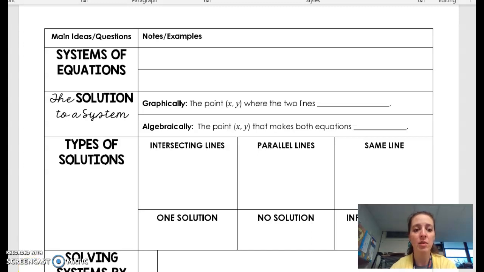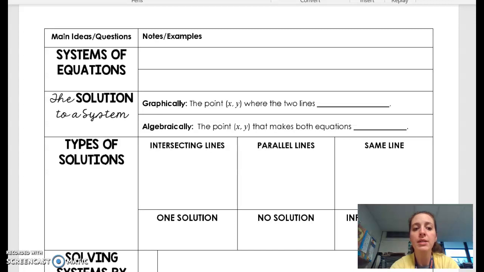Hi there, guys. Today we're going to be looking at some systems of equations and really diving into what a system of equations is. And then you'll really be working on solving those systems by graphing. So that's kind of our main goal for today. So first I want to walk you through these notes so we have an idea of what we're doing.